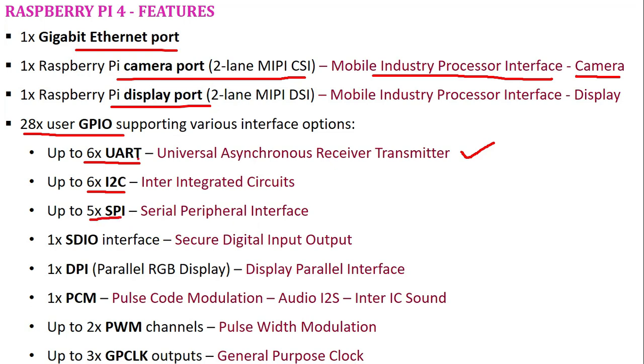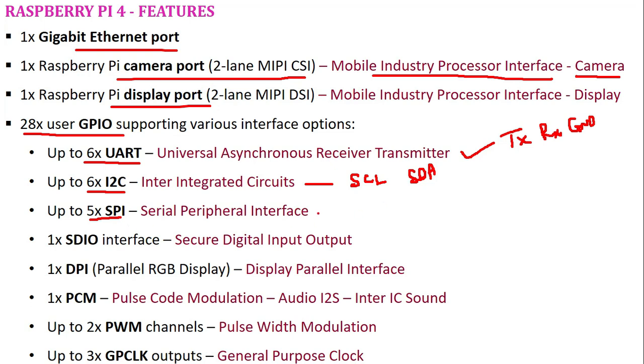UART is a 3-wire protocol. I will have a transmitter line, a receiver line and a ground line, and our signal will vary on the transmitter and receiver lines with respect to ground. In the case of Inter-Integrated Circuit, it's a 2-wire protocol where we will have SCL and SDA, serial clock and serial data.